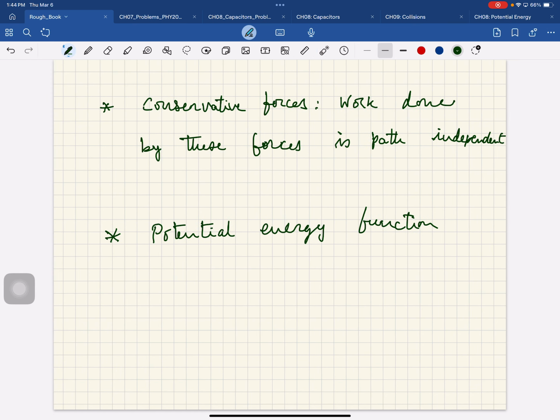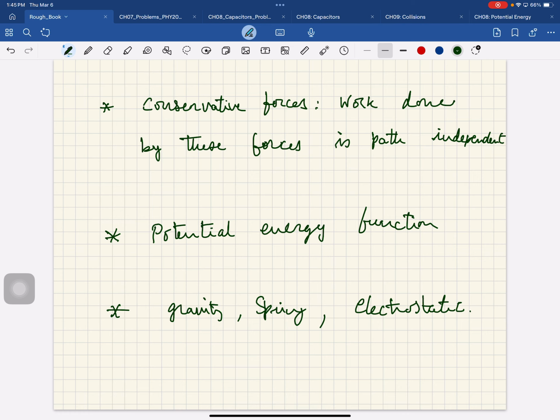Well, how many of these kinds of forces are there? It turns out that there's gravity and the spring force. These are the only two forces that you'll see. And next, if you do physics 2, then you'll see the electrostatic force. Those three forces. But this convenience is important enough, and that concept is important enough, that we give it special names and all that kind of stuff.